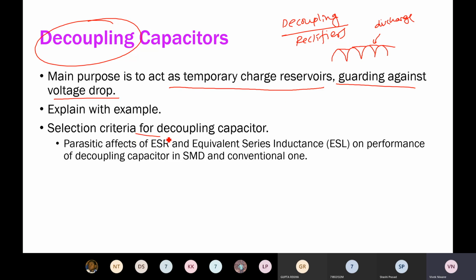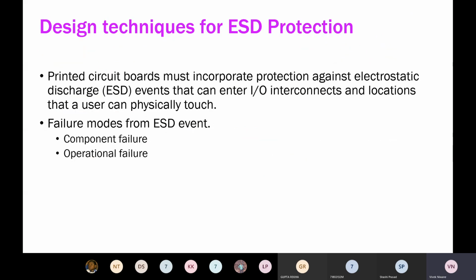Okay. Then selection criteria of the decoupling capacitor. The parasitics affect the equivalent series resistance and equivalent series inductance, and so the performance of the decoupling capacitor. जो internal values है वो matter करती है. Okay. So whether to go for SMD or the conventional one is up to you. Even if you consider the motherboard, you will have the conventional capacitors as well as SMD packages associated with it.